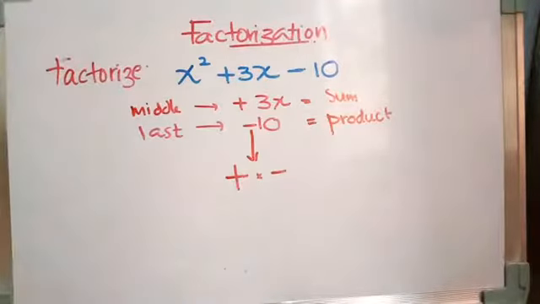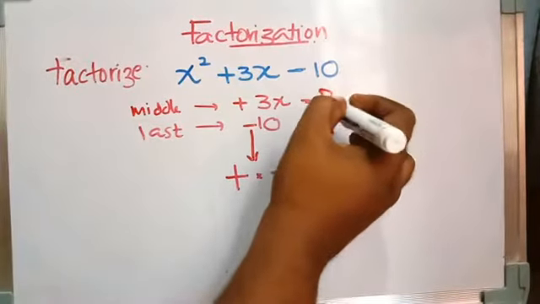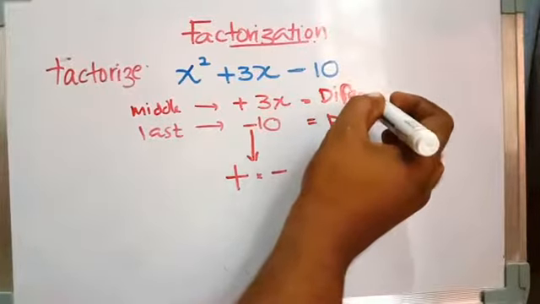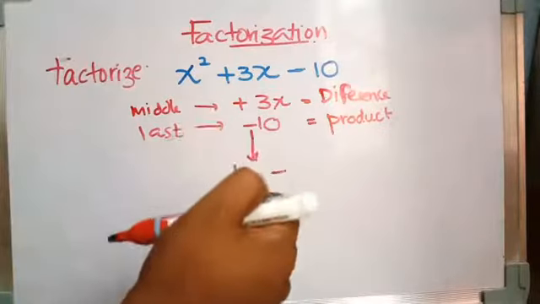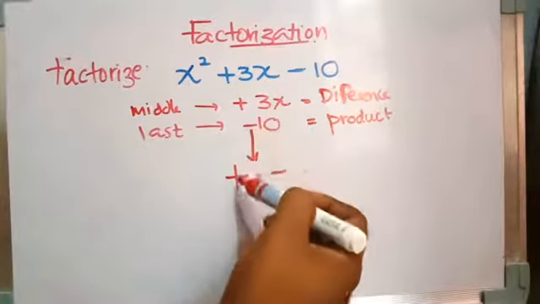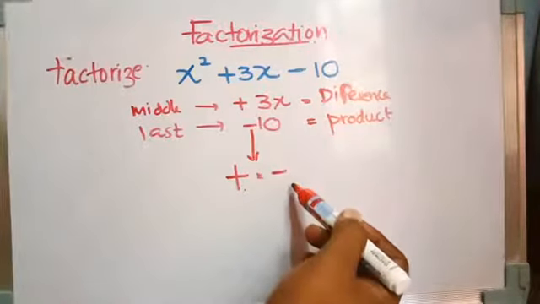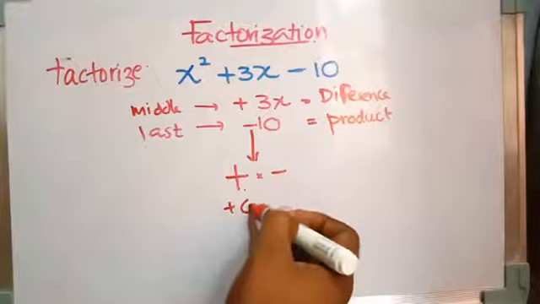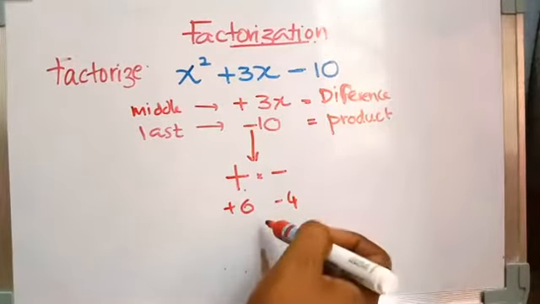If the signs are different, can we add the numbers? No. So there what do we do? We have to subtract. So here, instead of sum, it becomes difference. Why is it difference? Because the product is negative. If the product is negative, in our two numbers, one should be a positive number and the other should be a negative number, like plus 6 and minus 4. I am just taking two examples.